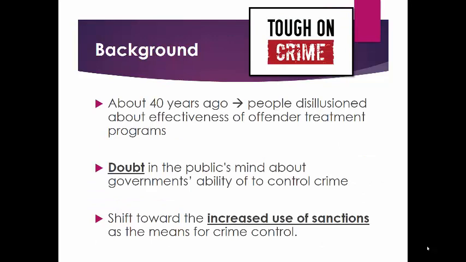So just to give you a little bit of background, and you may have learned about this in some of your previous courses, but about 40 years ago, in the 1970s or so, people became disillusioned with the effectiveness of offender treatment programs. And there became doubt in the public's mind about the government's ability to control crime.